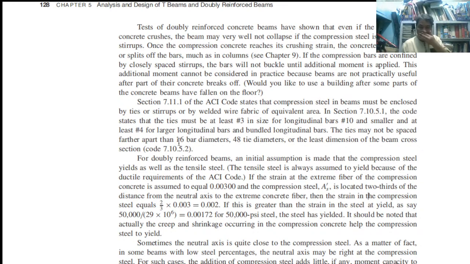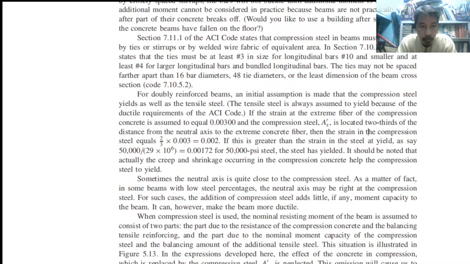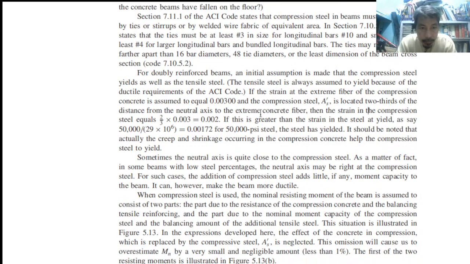The third condition is the beam cross-section, the least dimension. The least dimension is the width. That is the least dimension. For a double reinforced beam, we have this.